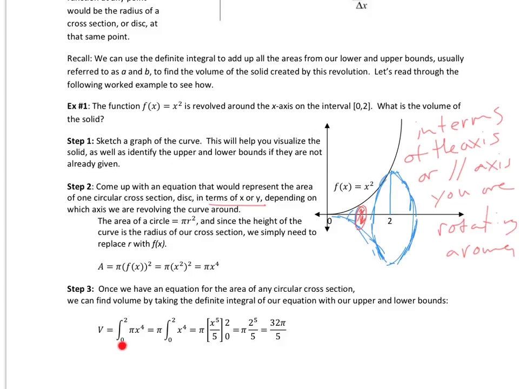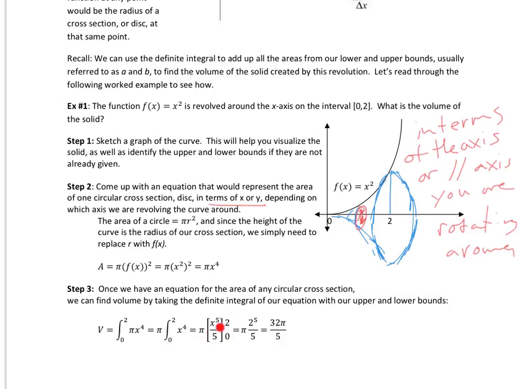So then we go down to calculate its volume. Once we have an equation for the area of any circular cross-section, now we can integrate that, and we're going to add up all the areas of those circles to get our volume from 0 to 2. And so it would be the integral from 0 to 2 of pi x to the fourth. The pi can just come outside. And so now you're going to integrate x to the fourth. X to the fourth is x to the fifth divided by 5 with a pi outside. And that's evaluated from 0 to 2.